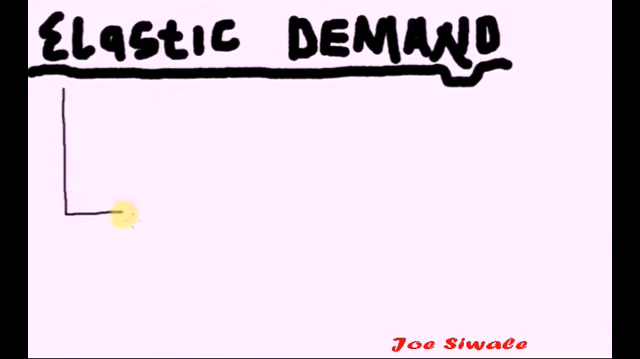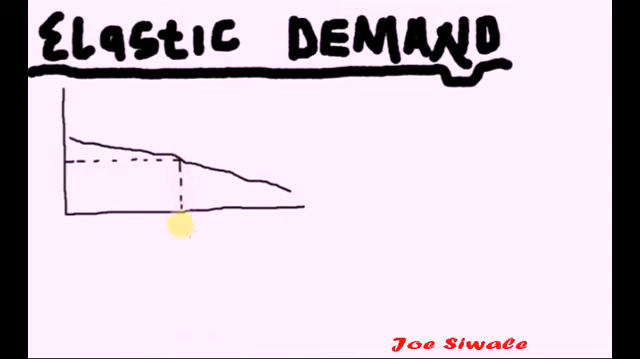An example of elastic demand can be in this form. If the price of the product reduces by 5%, but the quantities demanded increases by 10%, we can call that elastic demand. This is because the percentage change of the price will be less than that of the quantity.